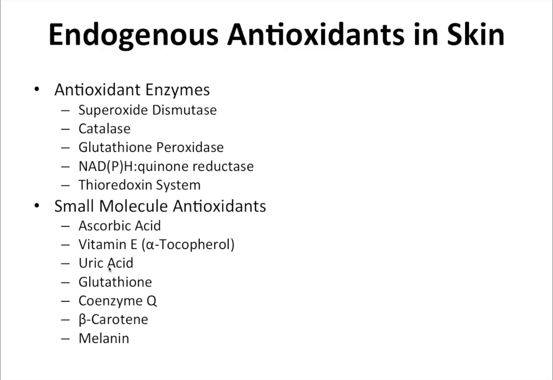You also have things like uric acid, glutathione. We'll talk a little bit about glutathione. Coenzyme Q is, in a sense, similar to the vitamin E species. Beta carotene, we'll talk about carotenoids a little bit, the class that this molecule comes from. And then, of course, melanin is also, you can consider it a free radical scavenger.